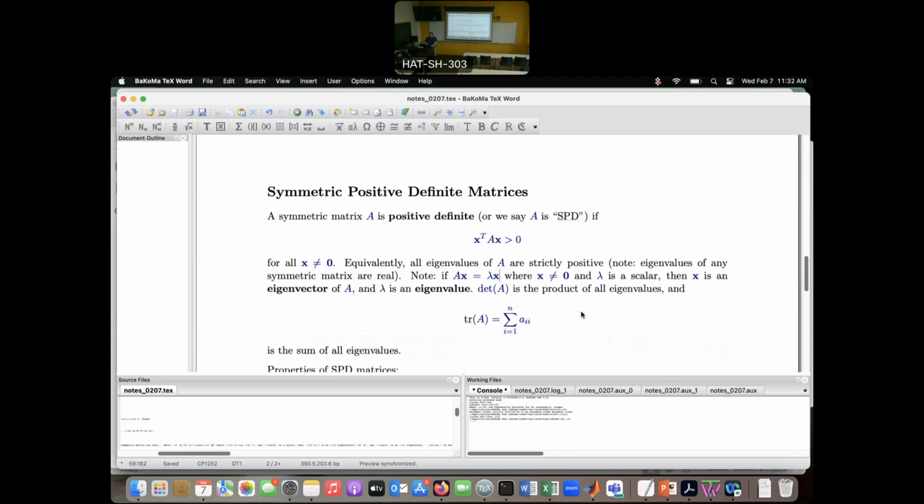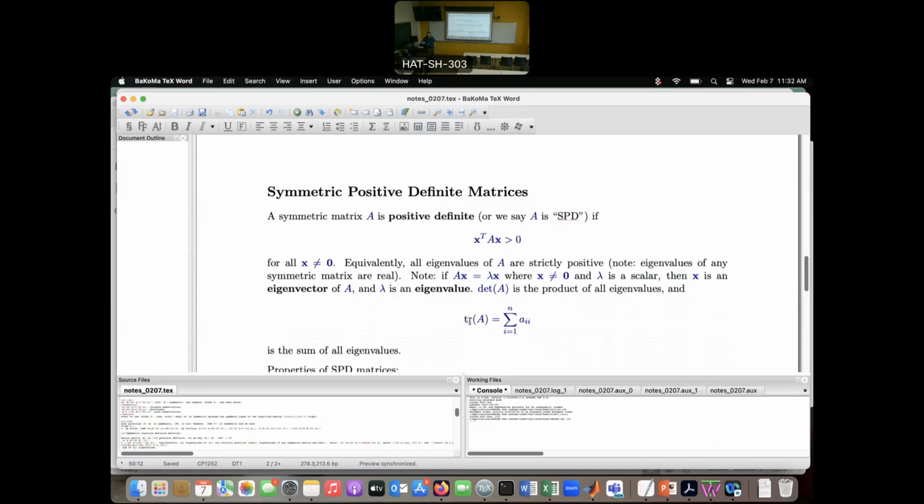Now, some interesting properties of eigenvalues: the determinant of A is the product of all the eigenvalues. And this quantity is called the trace of A. The trace is defined to be the sum of all the diagonal entries. So the trace of a matrix is easy to compute, but it happens to be equal to the sum of all the eigenvalues.